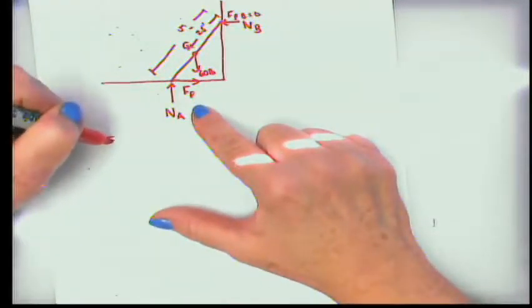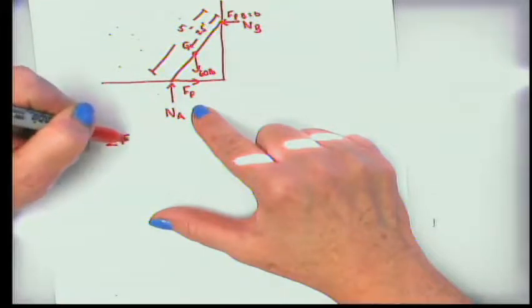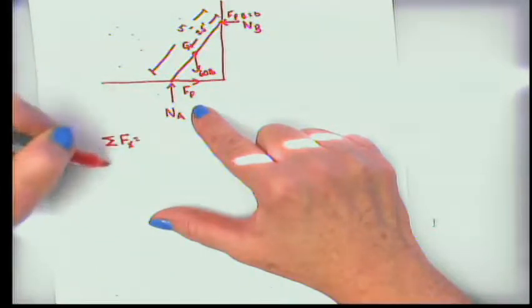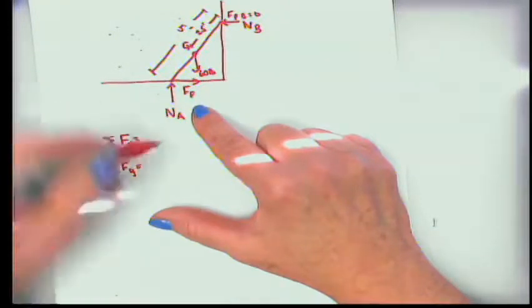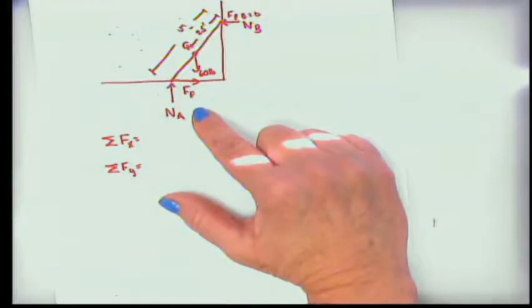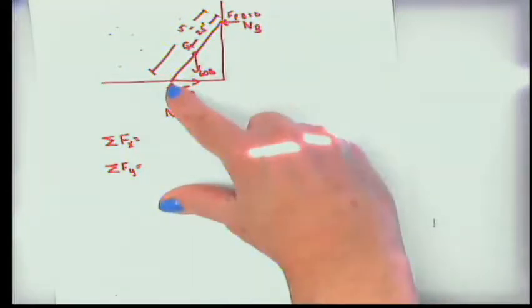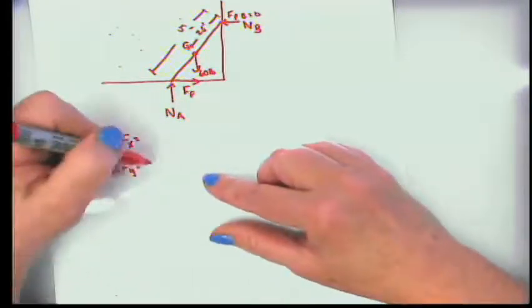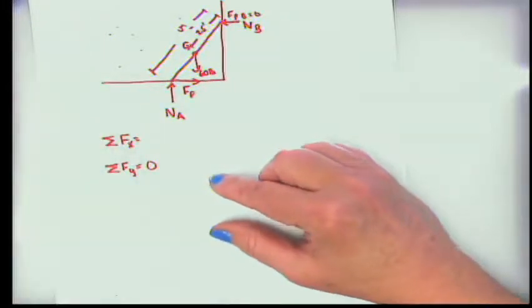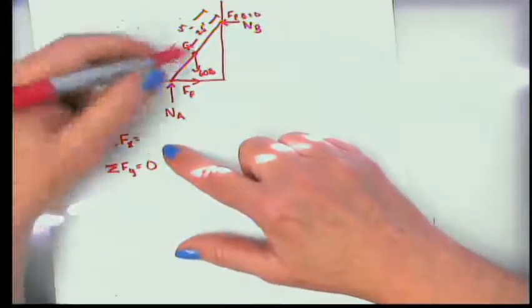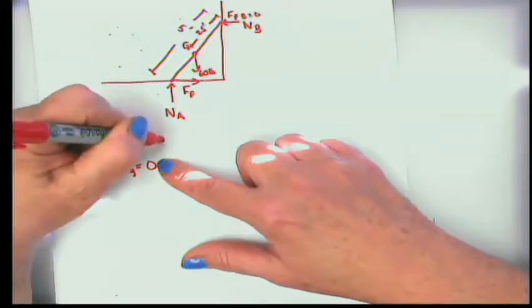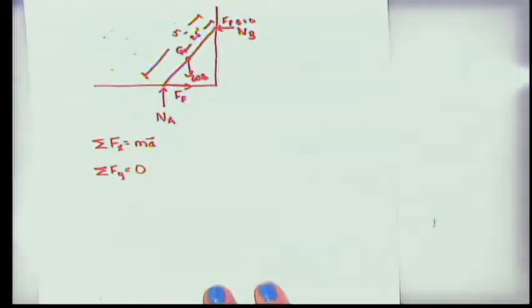Let's take a look at our forces. If we sum forces in the x direction, and we sum forces in the y direction. In the y direction, the plate is not going to be moving up and down, right? So that's going to be equal to 0. Now, in the x direction, that is not necessarily true. This is going to be equal to mass times the acceleration of the center.